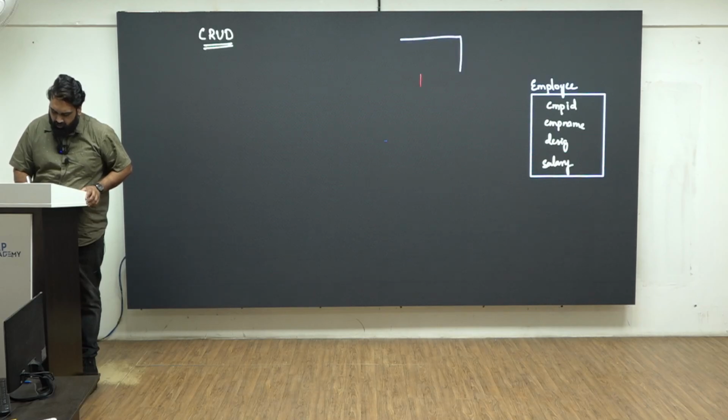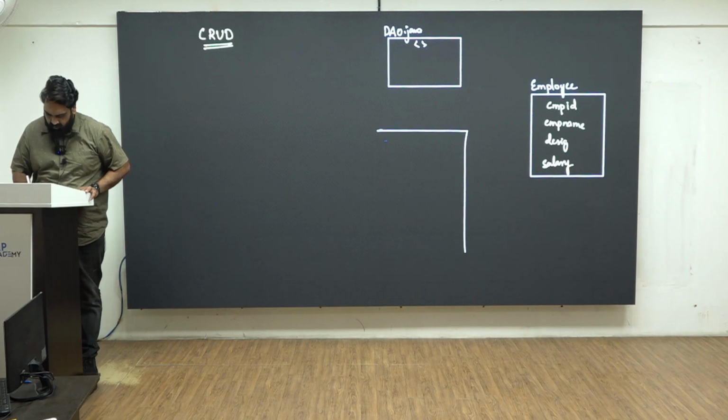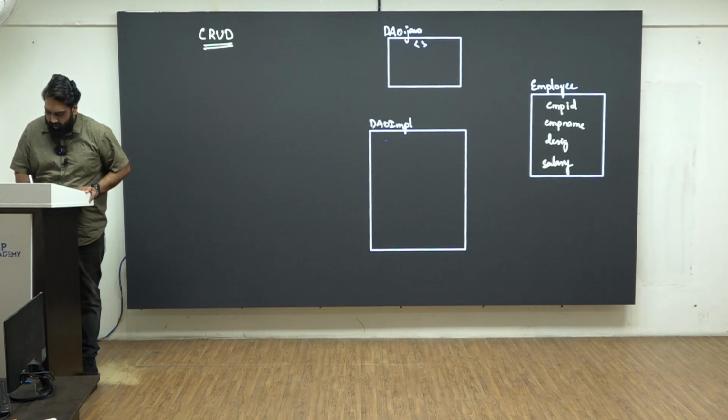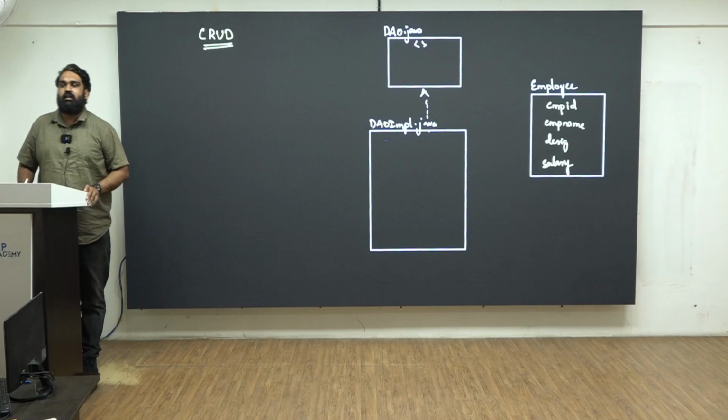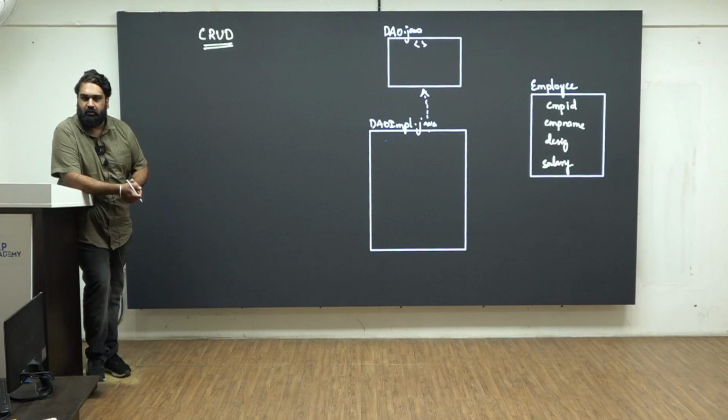Sir, I had one DAO interface. I have one DAO interface called DAO.java, which was an interface. Then I had a class implementing this interface called DAOIMPL.java, which was implementing the DAO.java. Will you agree with me?